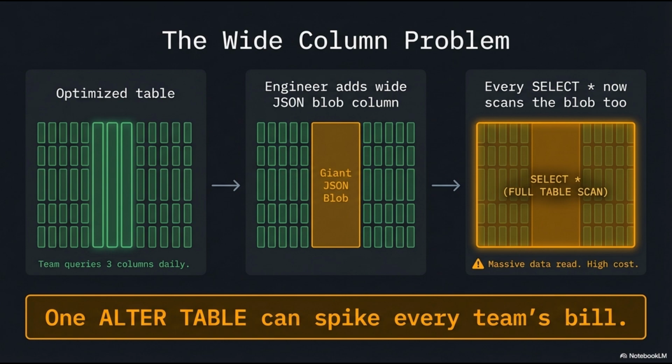Yeah, it's brutal. The storage model directly shapes the cost model. You cannot decouple the two. This is why strict data governance and avoiding select star aren't just best practices in BigQuery, they are mandatory financial controls.